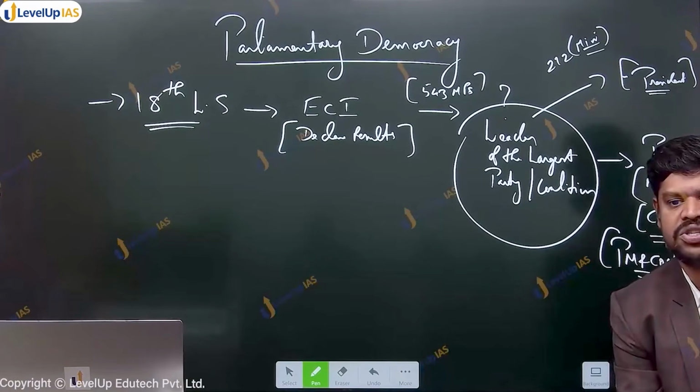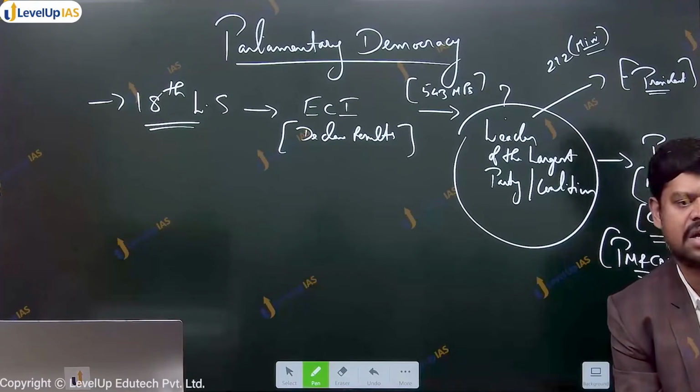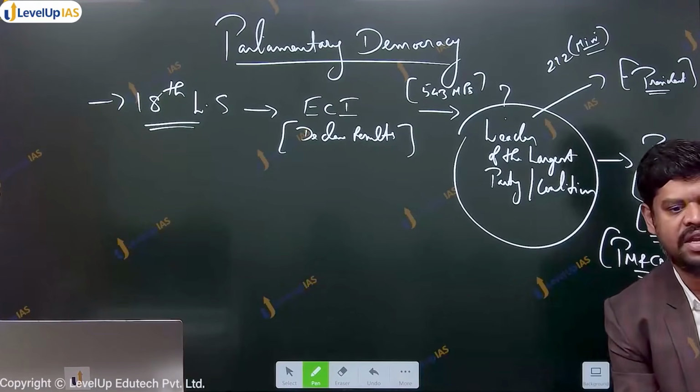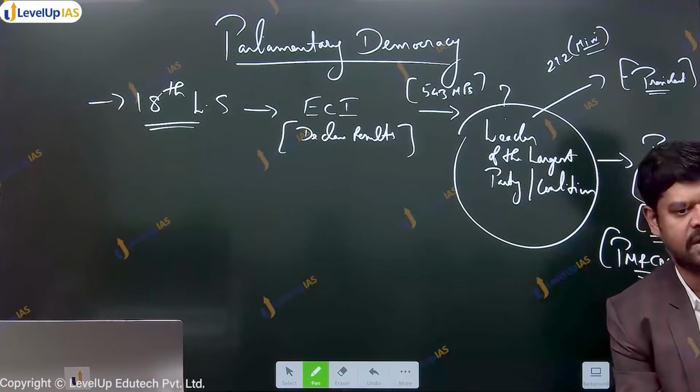But in a presidential system, the president does not come from the legislature. The president is either directly or indirectly elected by the people. Once elected directly or indirectly by the people, he continues to rule the country for a certain number of years, as provided in the constitution.